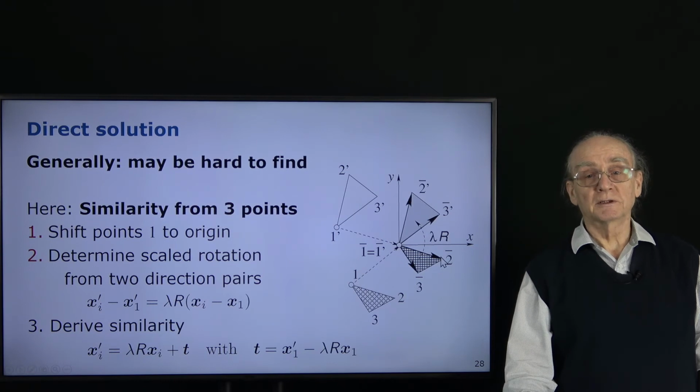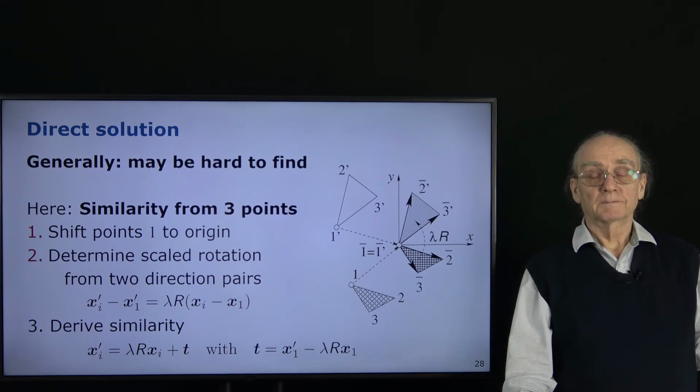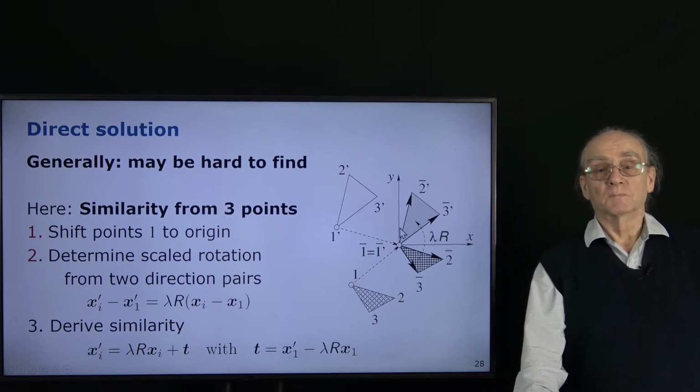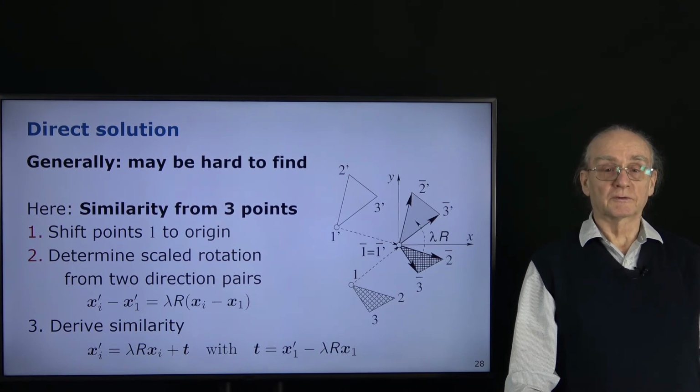So in principle, we need to determine the scale difference between those. That is just the ratio of the lengths, and the rotation from 2 directions with the methods which we discussed previously. Of course, we don't have to do the shift as such. We just take the difference between the coordinates 2 and 3 and 1 in the original and in the transformed system, and use these vectors for determining the rotation.